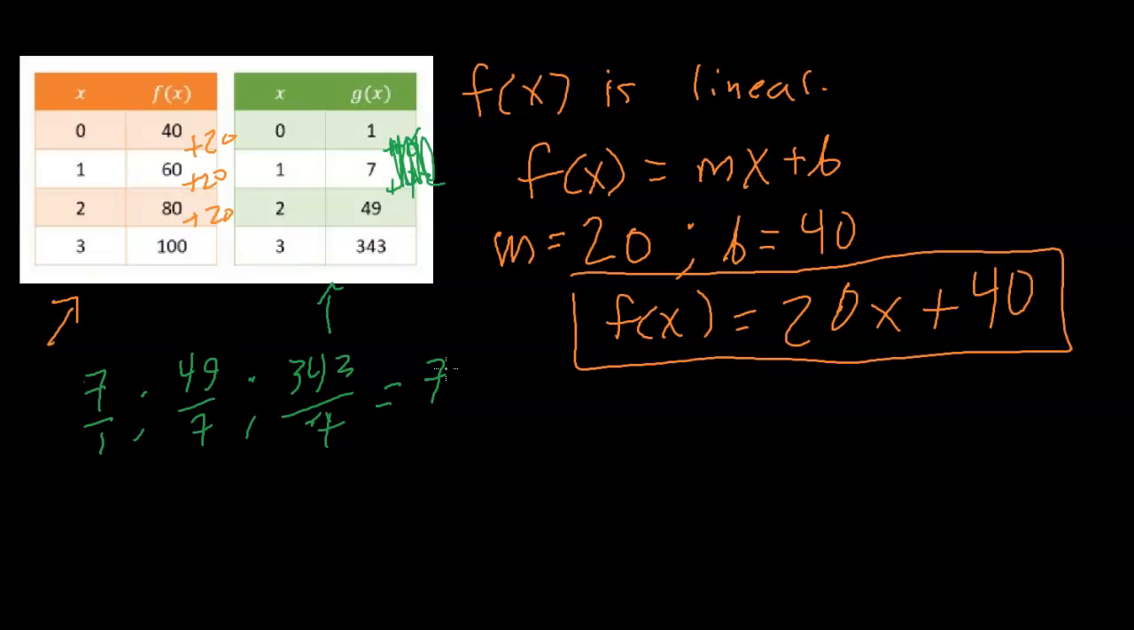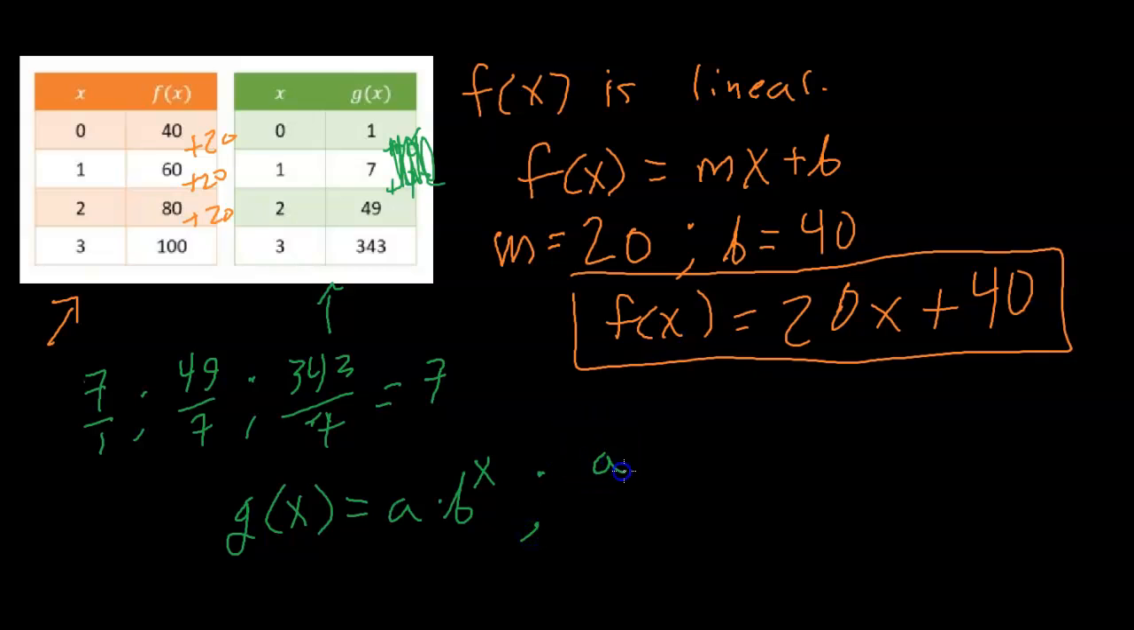Remember how to find the ratio of a geometric sequence or an exponential function. You always take one output and divide it by the immediately previous output, right? And you're going to get, in this case, positive 7. The common ratio is positive 7. So g of x is exponential. It equals a times b to the x power, right? Where a is the initial value and b is the common ratio.